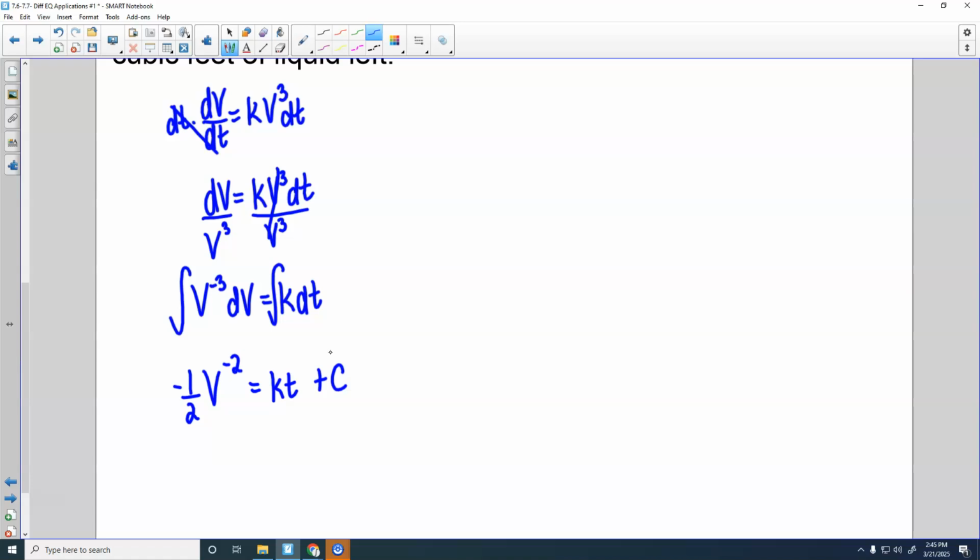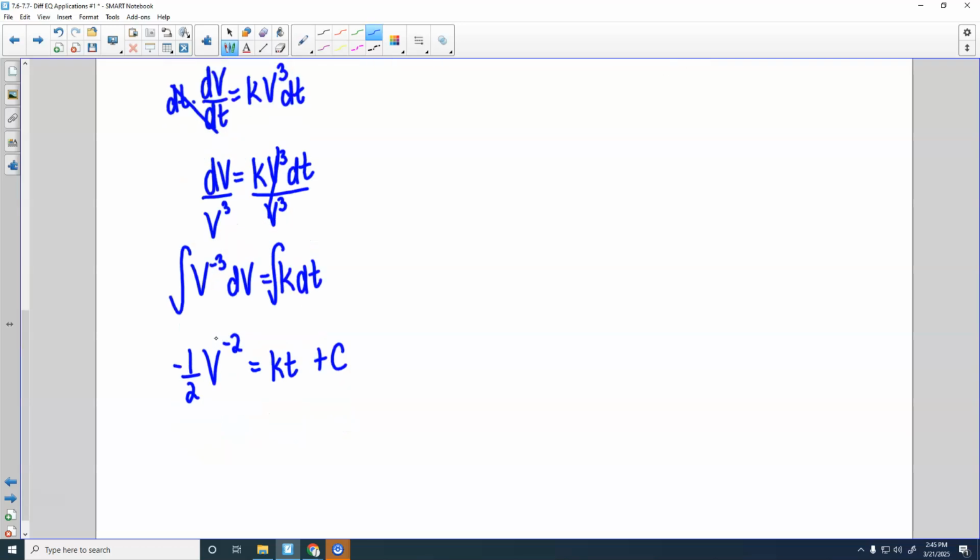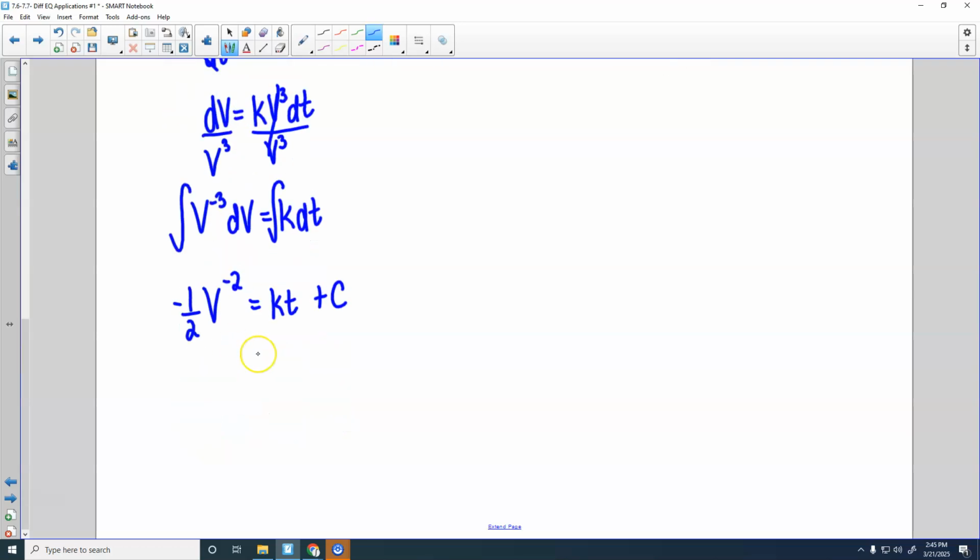All right, so do I want to plug stuff in, or I think I'd rather solve for V first, maybe. I think it might be easier if I solve for V first. So this is negative 1 over 2V squared equals KT plus C. So what would I need to do first here? Let's solve for V.